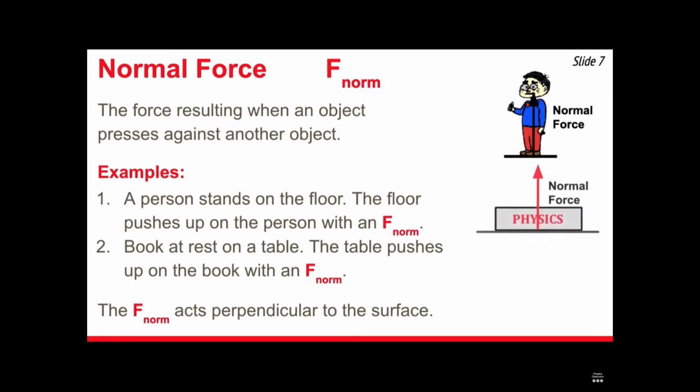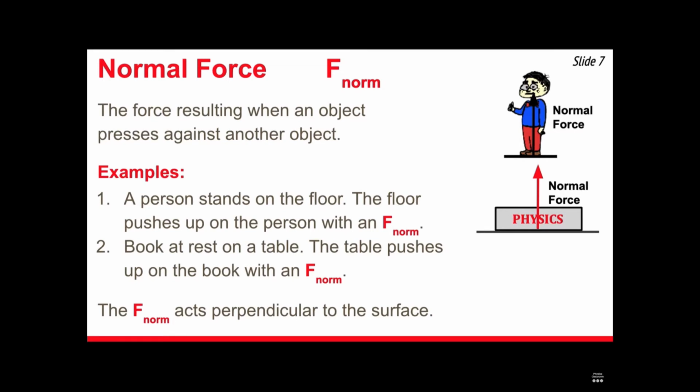Second example is a book at rest on a table. The table pushes up on the book with a normal force. This results because the book is pressing against the table and the table against the book. That results in this normal force. In both of these situations, the normal force acts from below because the surface pressing on the object is below the object.